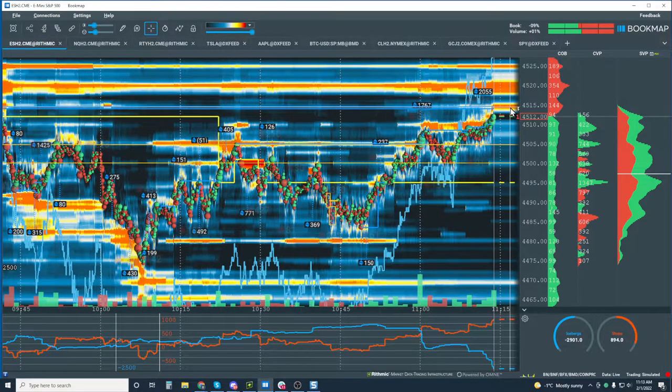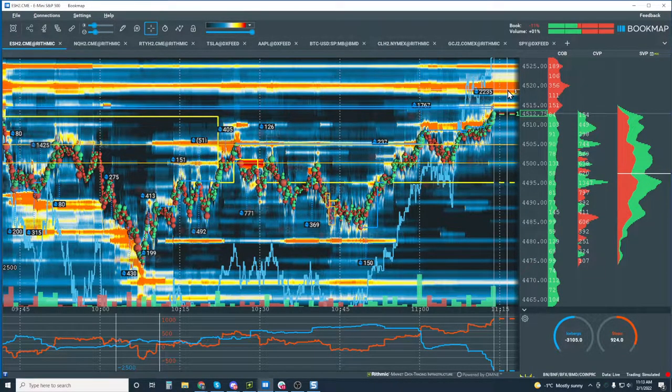Okay, so we're looking for high of the day, and then if they can get back up above 15, they'll likely go to 20 here. All right, and we should see some nice stops above 20.